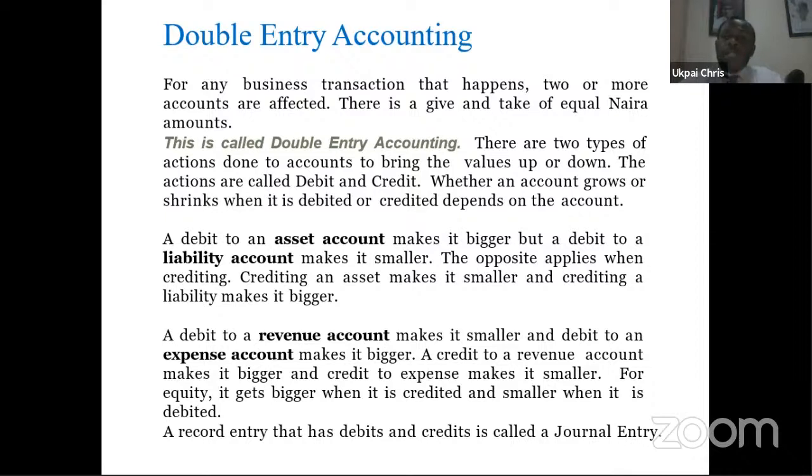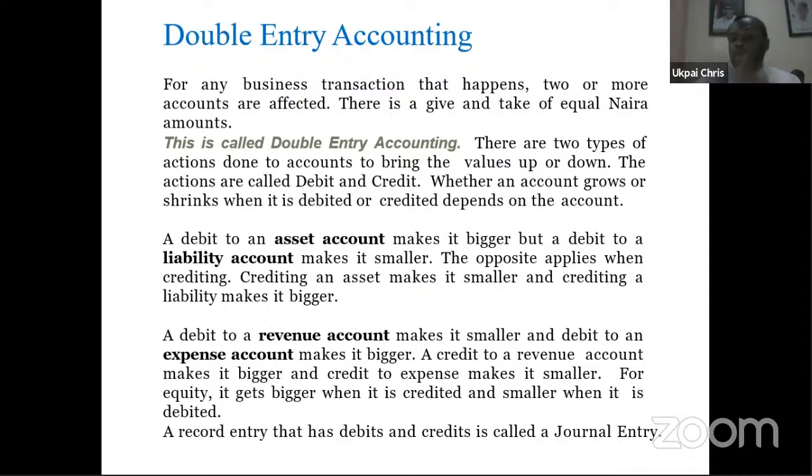There is a giving and taking of equal naira amount. You gave and you received. Can we continue? This is called double entry accounting. There are 2 types of action done to an account to bring the value up or down. The actions are called debit and credit. Just as I have mentioned, we credit the sales book and debit the cash book. Credit says you have sold, and debit cash says you have received this money. Am I communicating?